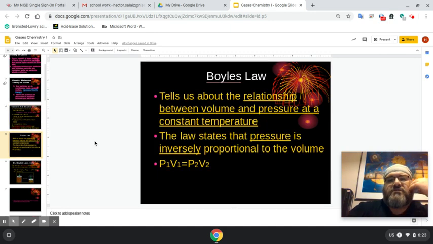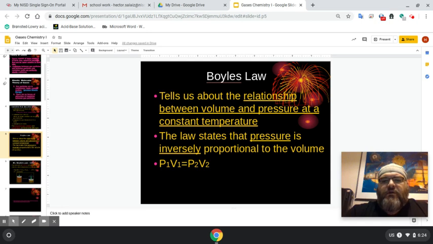Boyle's law tells us about the relationship between volume and pressure at a constant temperature. When we go through these laws, one of the variables is going to be constant. This word constant means that one variable is not going to change. In Boyle's law, the temperature will not change. I think during the lab it's 300 Kelvin.